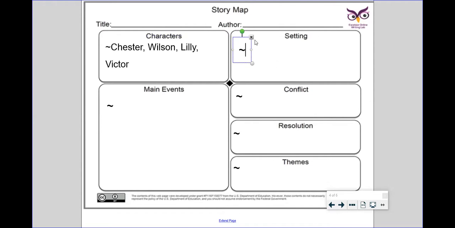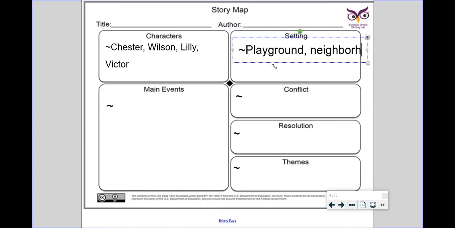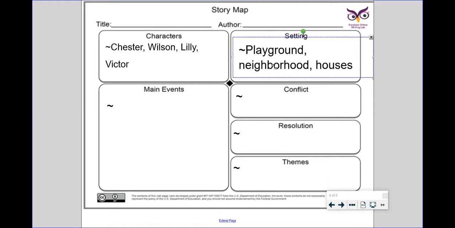The next thing we can take a look at when we think about the elements of our story is the setting of our story. There are several different places that we see the kids. We see them on the playground. We also see them in their neighborhood. And then we see them in each other's houses. So the setting changed throughout the story.